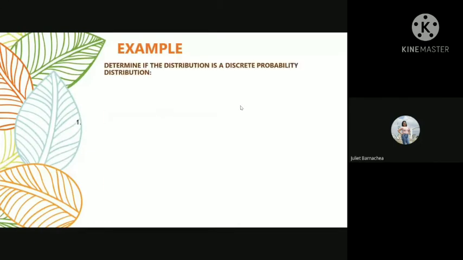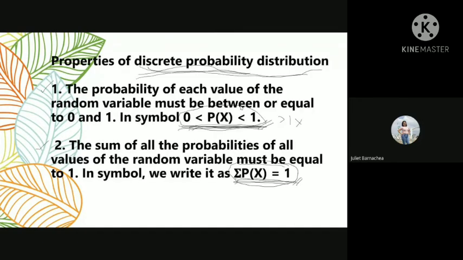Example. So this time, we will determine if the distribution is a discrete probability distribution. Nakuha nyo na ba yung dalawang condition para masabing discrete? Ang una, dapat ang value ng random variable ay between or equal to 0 and 1. Tapos dapat ang sum nilang lahat ay 1. Let's start.